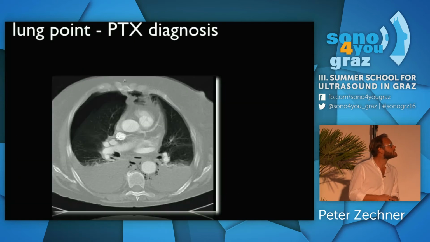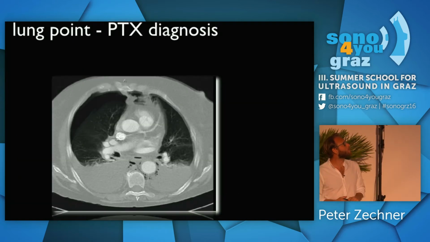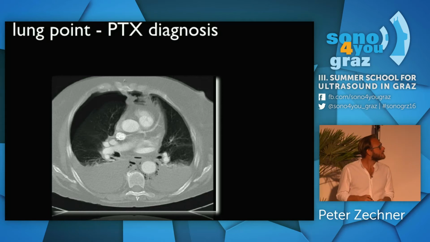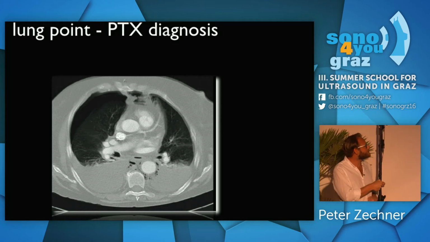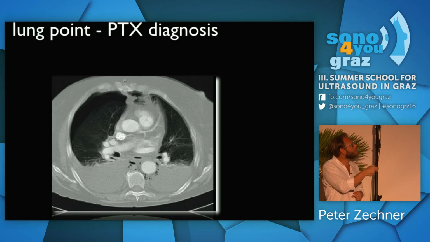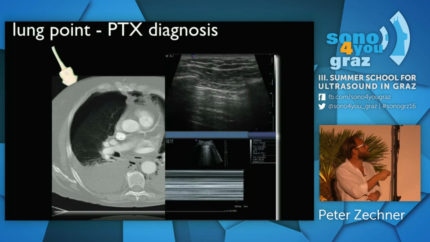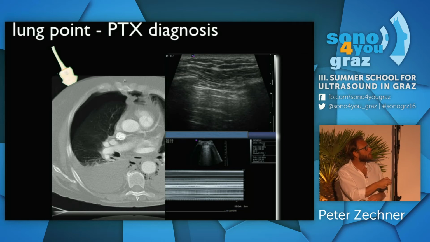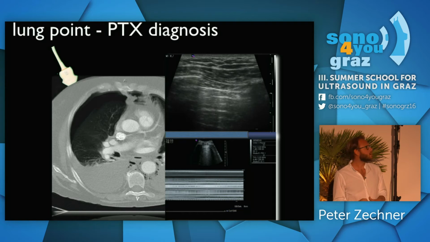Okay? So, now coming to the lung point. The lung point is exactly the point where the pneumothorax starts and ends. In this patient, this is a CT scan, then the lung point would be exactly here. Okay? So if we do an ultrasound scan over there, if we put the probe here, we see abolished lung sliding and the barcode sign on M mode.